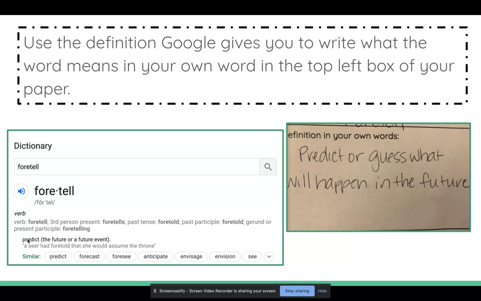Then you would use the dictionary definition that Google gives you. But the most important thing to me is that you don't just copy this definition word for word in your definition box. Instead, my expectation is that you rewrite that definition in your own words. Just copying something down doesn't help you remember, but rephrasing something in your own words does help you remember. So here you're going to write the definition in your own words.